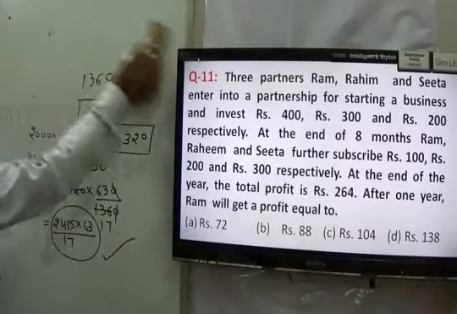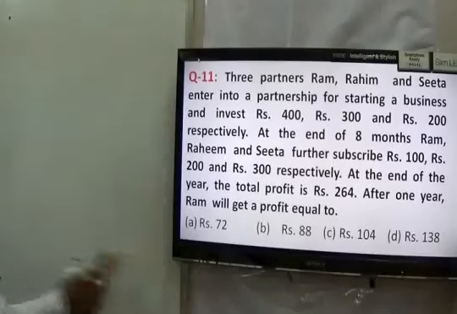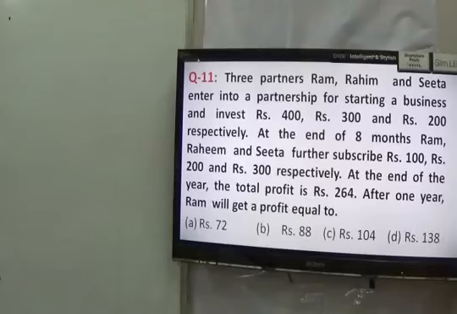Then you have statement number 10. It states that there are 3 partners. Next we have statement number 11. We stated the question. It is given that there are 3 partners, Ram, Rahim and Sita, who enter into a partnership. They invest 400, 300 and 200.